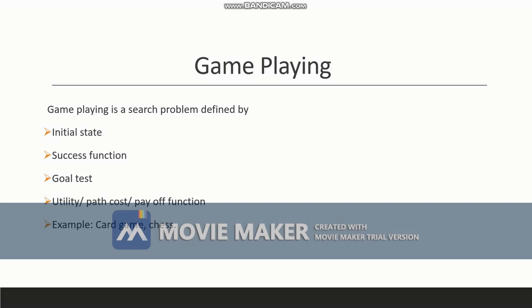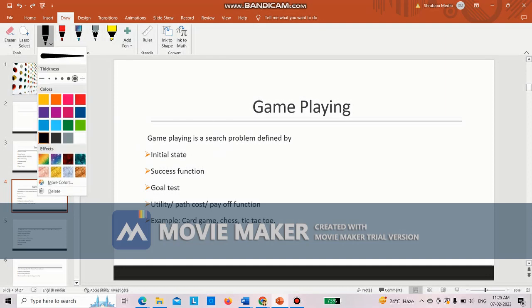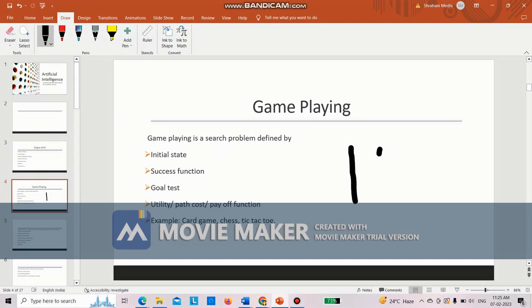So let's see. The first thing in game playing is that we need to decide the initial state. Take for example the tic-tac-toe game. All of us know what the tic-tac-toe game is. We must all have played this game, right? We need to give a cross. So consider the tic-tac-toe game. What will be the initial state of this game? The initial state is that there are nine squares or nine spaces which are empty. So this is the initial state of a tic-tac-toe game.